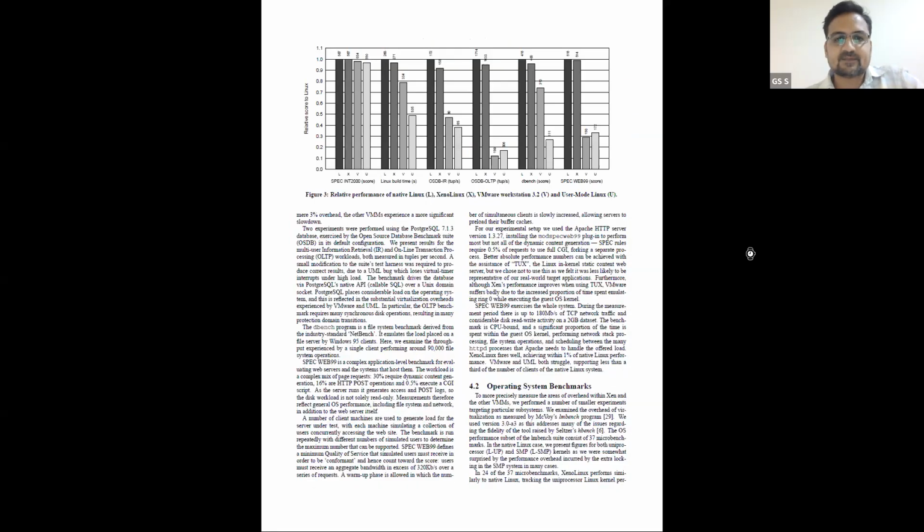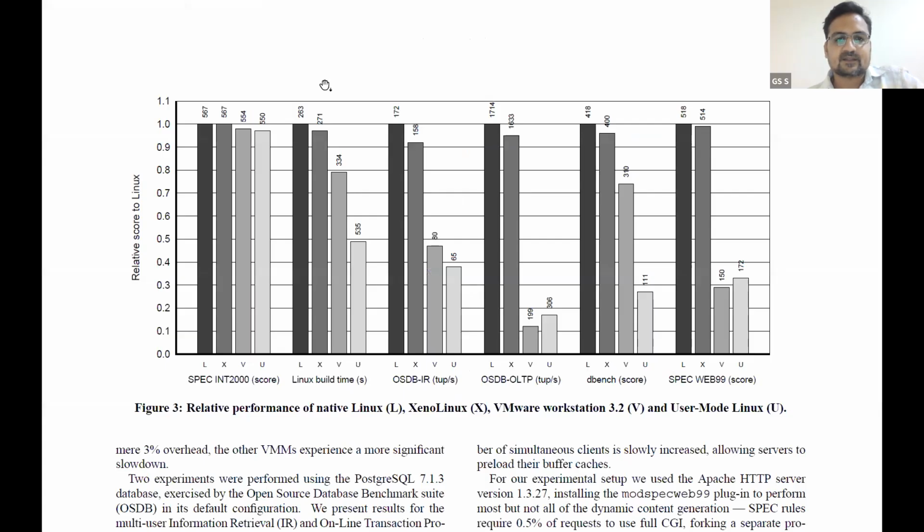Yes, this diagram is visible. So relative score to Linux. There are 4 tools which they have taken: Linux, Xen, VMware Workstation, and UML, User Mode Linux. This is also a very good hypervisor. Now, it is not anymore in the development, but it is there, right? How are they comparing? They're comparing using these benchmarks.